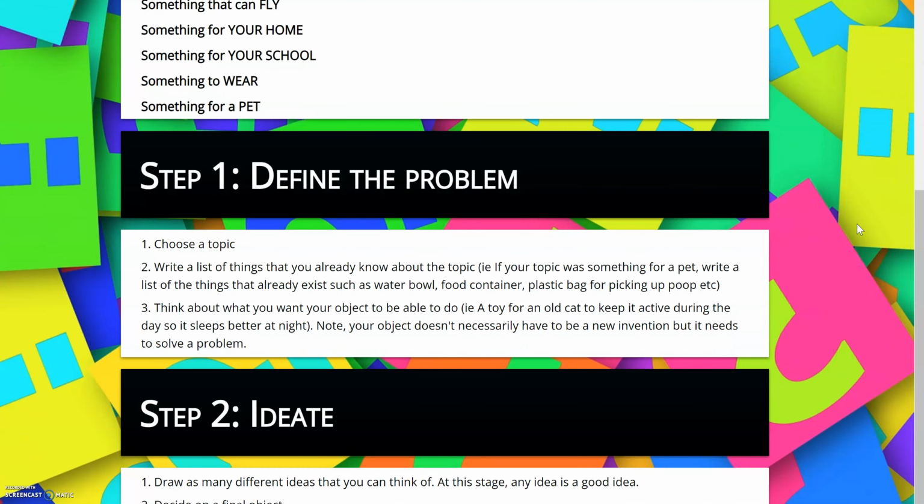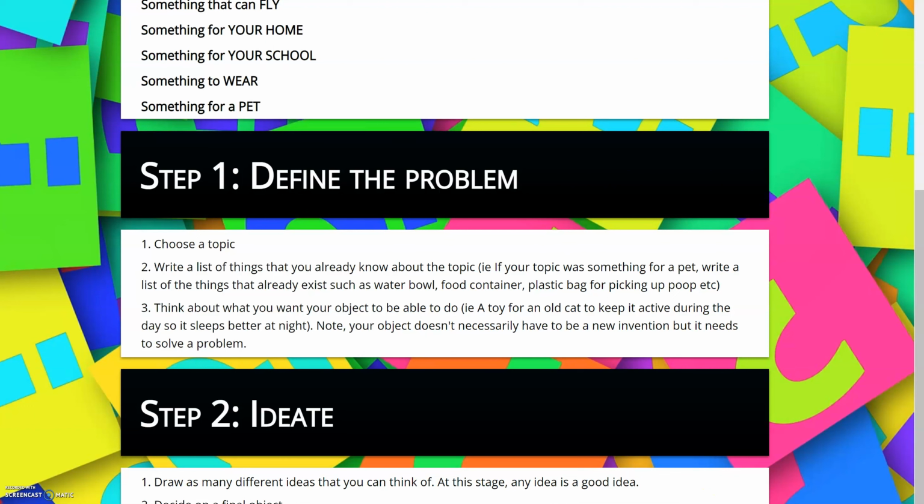First of all, they need to define the problem, choose the topic, and write a list of things that they already know about the topic. Think about what you want your object to be able to do. For example, if you were choosing something for a pet, you might want to come up with a toy for an old cat to keep it active during the day so it sleeps better at night. Students don't necessarily have to come up with a new invention, but whatever their object is has a purpose, so it solves something.